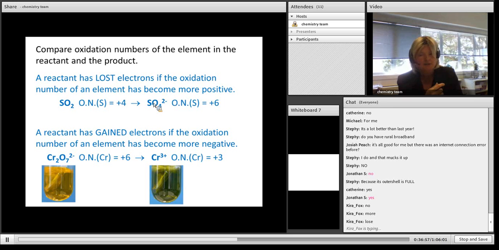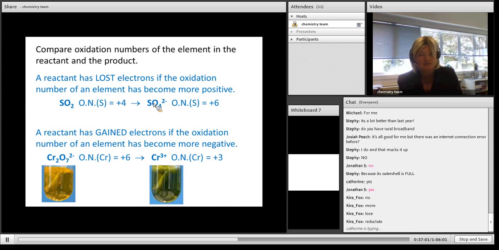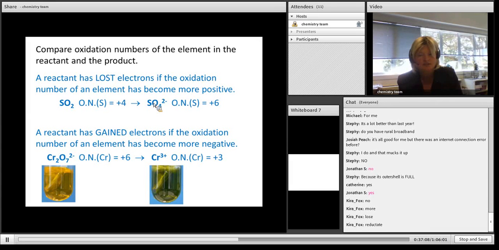So think of sad ant, happy ant. It's a reductant, correct. And the other way is, you've always got to have one reductant and one oxidant. You can't both lose because it has to be a transfer.